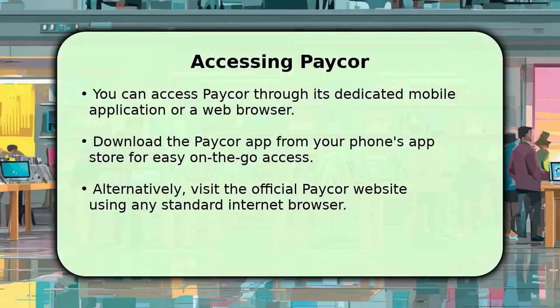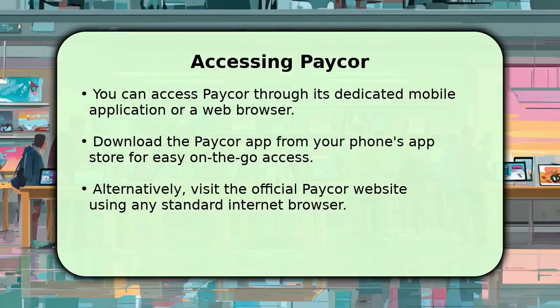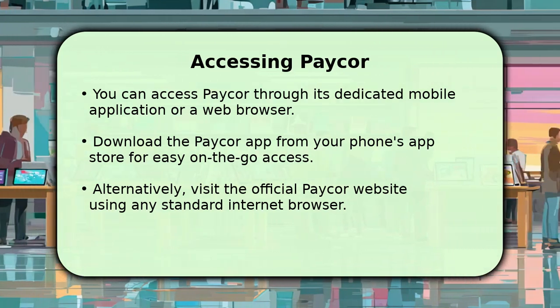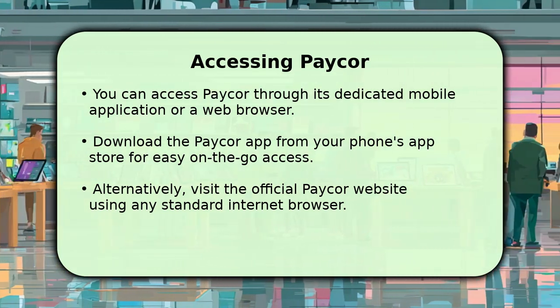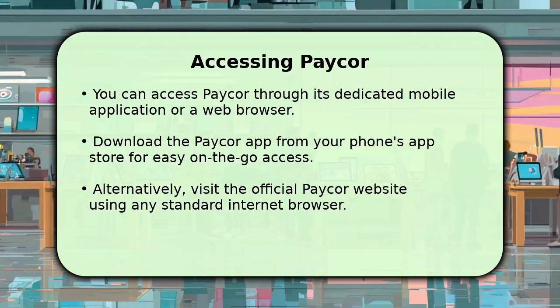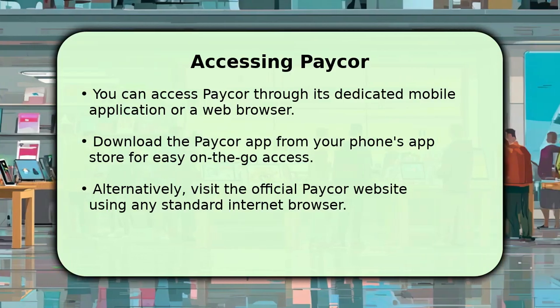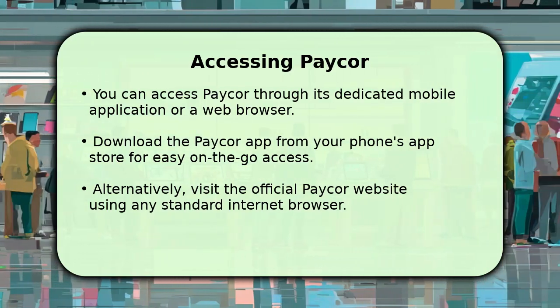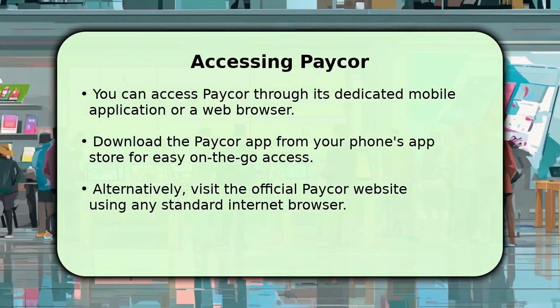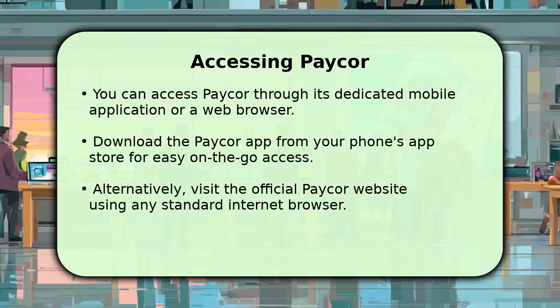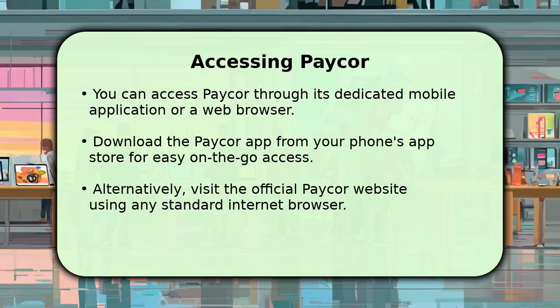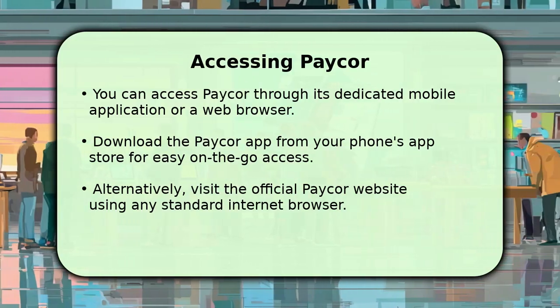To begin, open the Paycor application on your smartphone or navigate to the Paycor website using your computer. You will then be prompted to enter your unique username, usually your employee identification number, and your secure password. Make sure you are using the correct company portal, as some organizations have specific URLs. This initial step correctly authenticates your identity within the system.